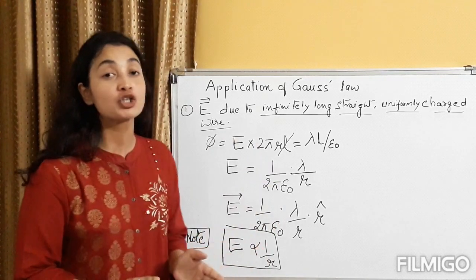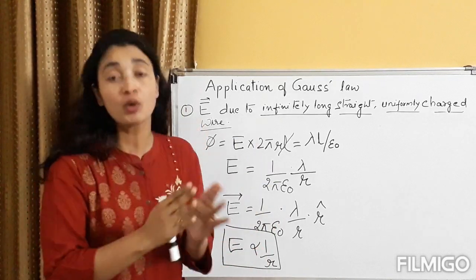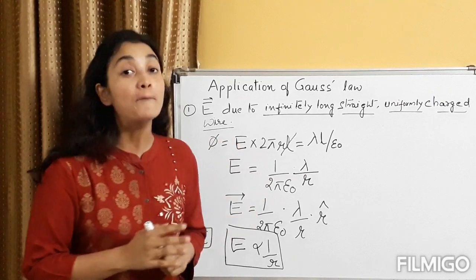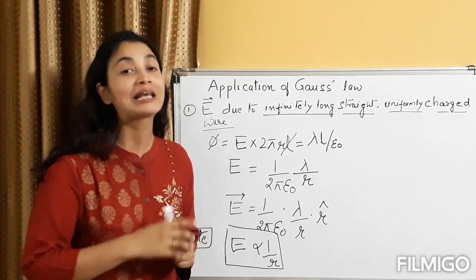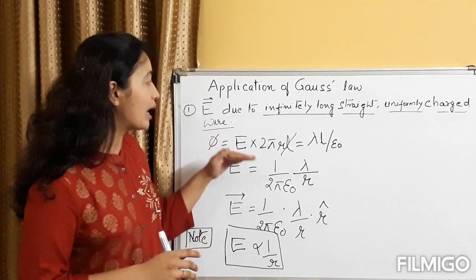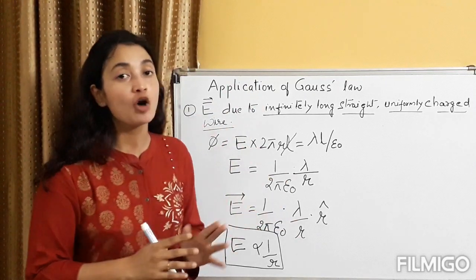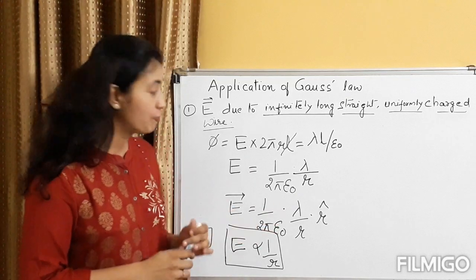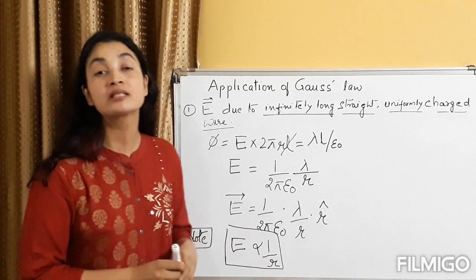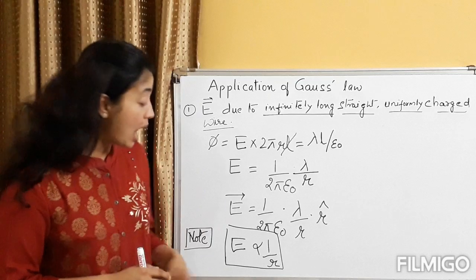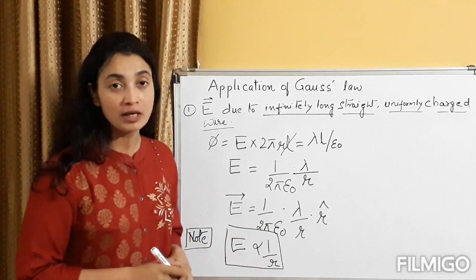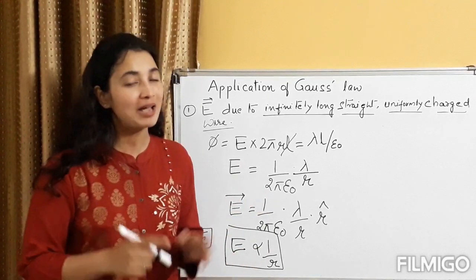This particular expression comes out to be accurately true, especially for the midpoints of the wire where we neglect the end effects. Otherwise, this is more or less an application of Gauss theorem to find electric field, and you get the conclusion E is inversely proportional to R. This is one of the important conclusions, and you can try to plot a graph, else we'll do it in the next episode.